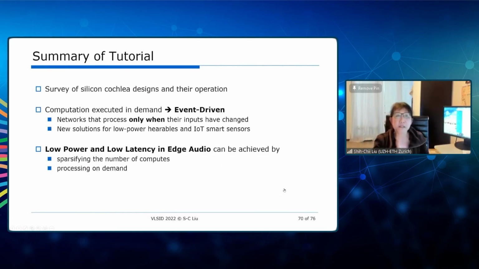To summarize the tutorial, I gave you a survey of silicon cochlea designs and showed you a way in which computation could be executed on demand, similar to a spiking network. Networks process only when your inputs have changed. We hope this will lead to new solutions for low power hearables and IoT smart sensors. We believe that the low power and low latency edge audio that's really needed can be achieved by sparsifying the number of computes and processing on demand. If there are any questions?